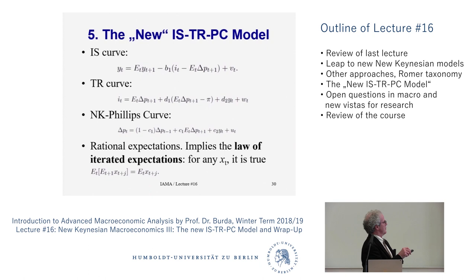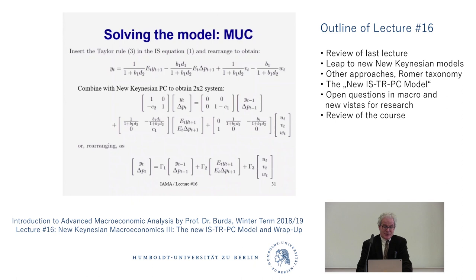And because everyone's just as smart as the other, we can use the method of undetermined coefficients, imposing that on the entire solution. So I will just insert the Taylor rule into the IS equation to get an AD equation, and that's the first result. So this is the AD equation. Look at that. It's got tomorrow's output, it's got expectations of inflation, and it's got these two shocks. So that's nice. That's going to help us.